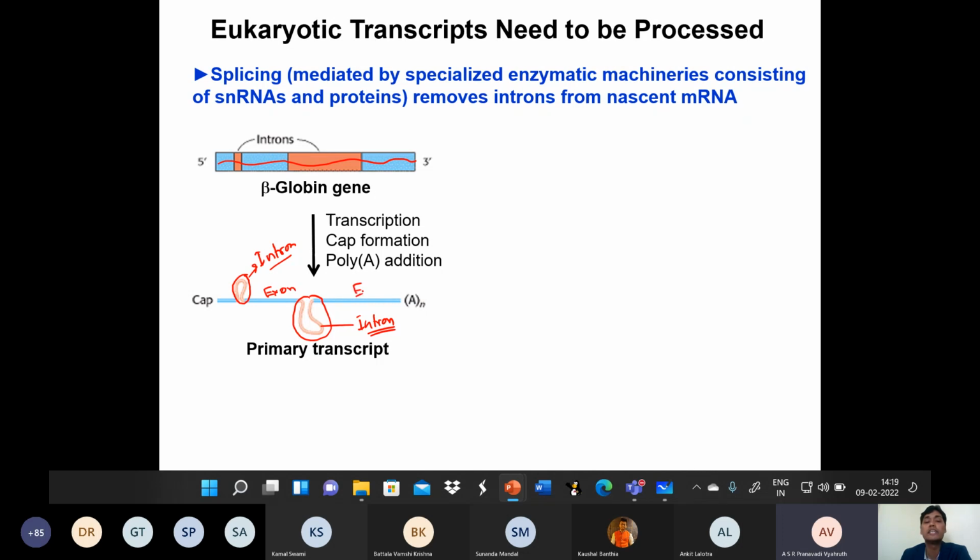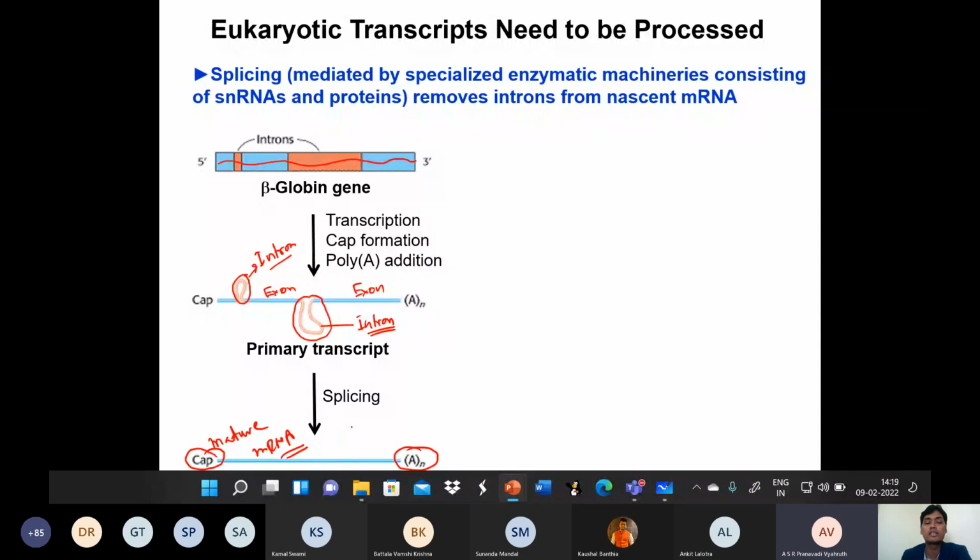So introns should be removed from the mRNA. Then you will get the mature mRNA, or we can also say processed mRNA, where you have the 5 prime cap, poly-A tail at the 3 prime, and in addition to that, those introns are already removed.